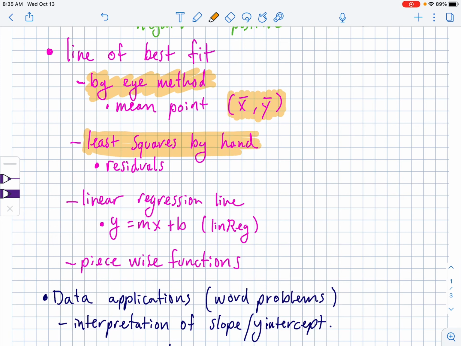A better way to find a line of best fit is the least squares regression. Least squares is that big gnarly formula with all the other little formulas that fit into it. I think we did one example by hand. Remember that the least squares are trying to minimize residuals. Residuals are like the distance from the actual data points to the line of best fit. Then we quickly switched over to finding a linear regression line with the calculator, which is a y equals mx plus b using linreg.